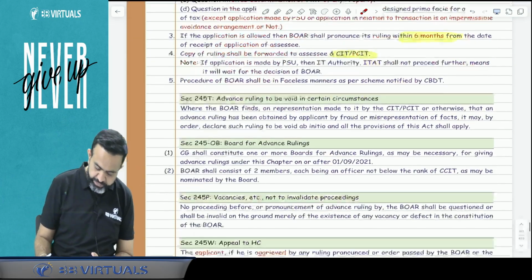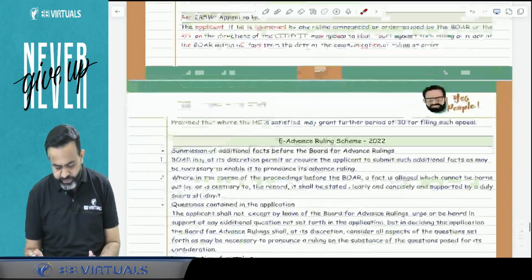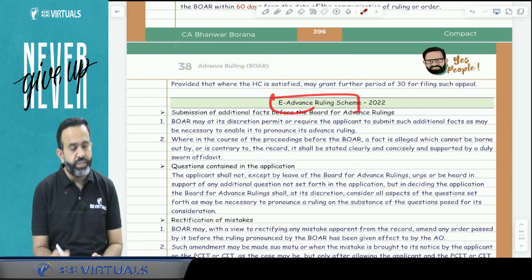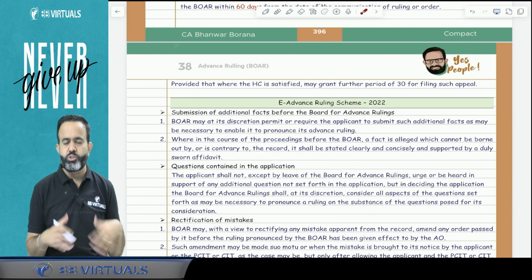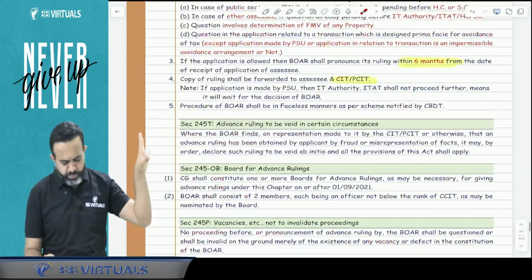Yes. Now one more point. The Board for Advance Ruling function is totally faceless, and there is one faceless scheme, the e-Advance Ruling Scheme, and everything will be faceless. You will not be able to know who the judges are and all. So there will be a faceless procedure.